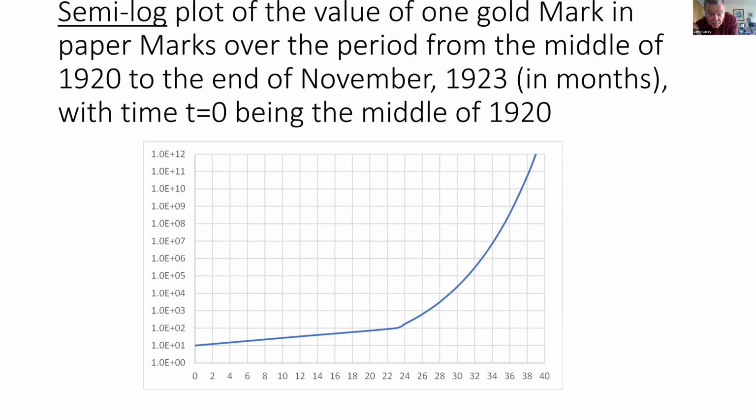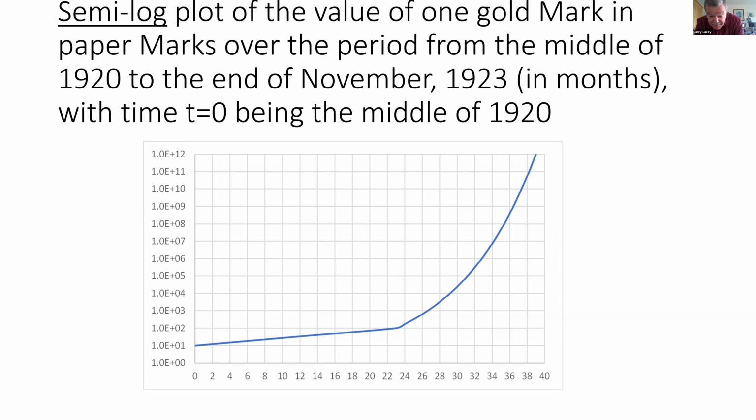Now, the first thing I'll point out here is that what you're seeing is a semi-log plot, okay? It's not the actual raw data. Now, what is the data? It is the value of one gold mark. So the mark was the currency of Germany, okay? Still is, or well, was until the euro took over. But there was a gold mark at the time, and there was a paper mark. Okay, gold mark is made of gold. Paper mark is made out of paper, okay, with serial numbers on it.